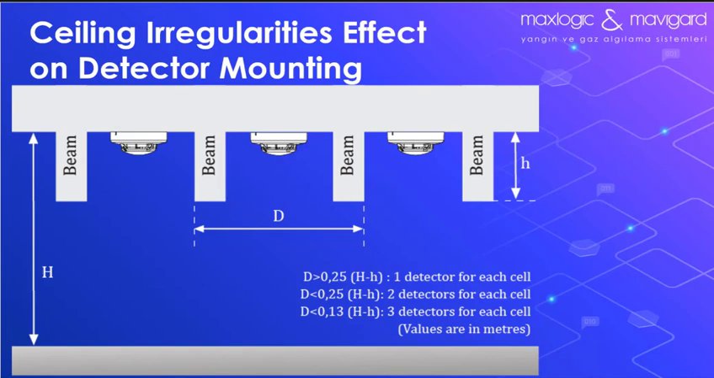What is capital D in this figure? D is the distance between the beams, and its unit is meter, measured from outside to outside. Capital H is the ceiling height. Its unit is meter. Lowercase h is the depth of the beam, and its unit is meter.